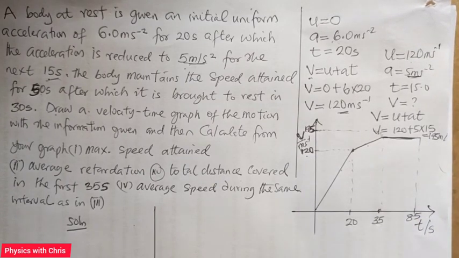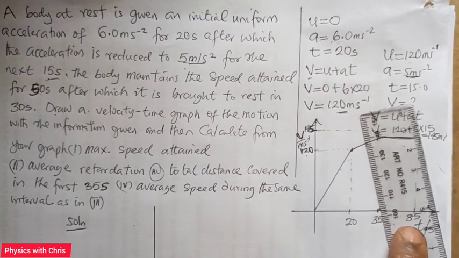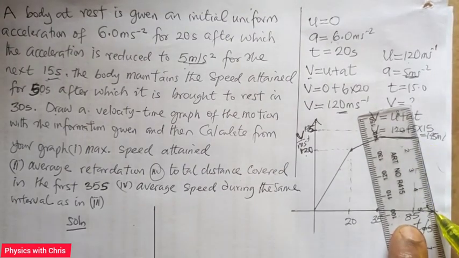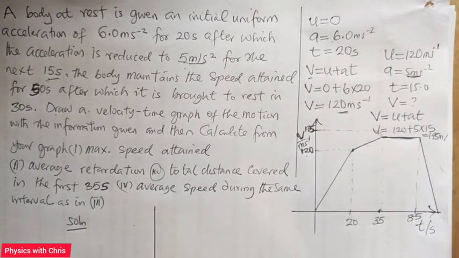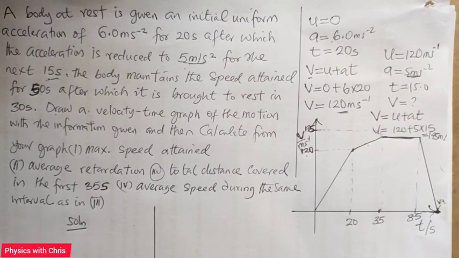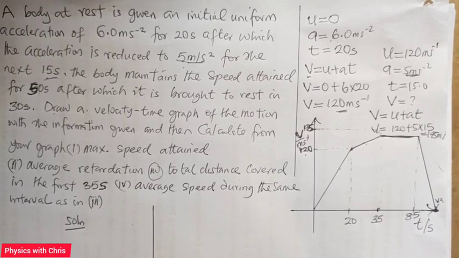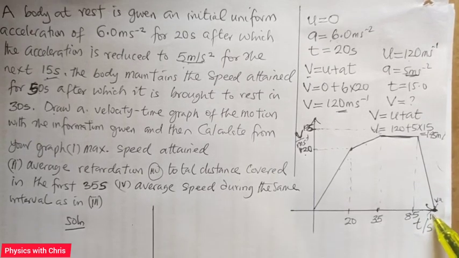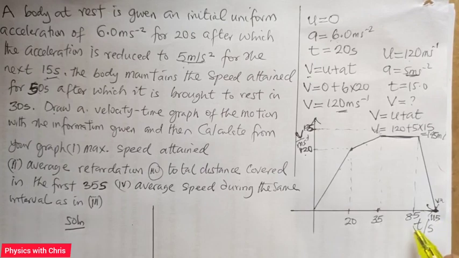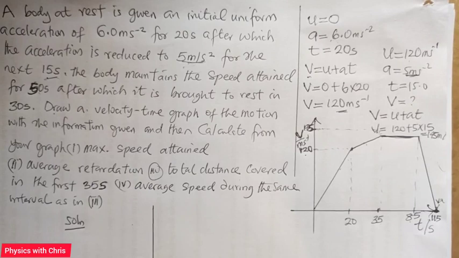And then after which it is brought to rest uniformly in 30 seconds. That is, I have to close this graph by including the part of the graph that represents uniform deceleration, brought to rest here. When it's brought to rest here, the final speed is 0. So this is the shape of the velocity time graph of the body for 115 seconds. That is, if you add 30 to 85, it gives you 115 seconds. 115 seconds is the total time taken by the body in the motion.